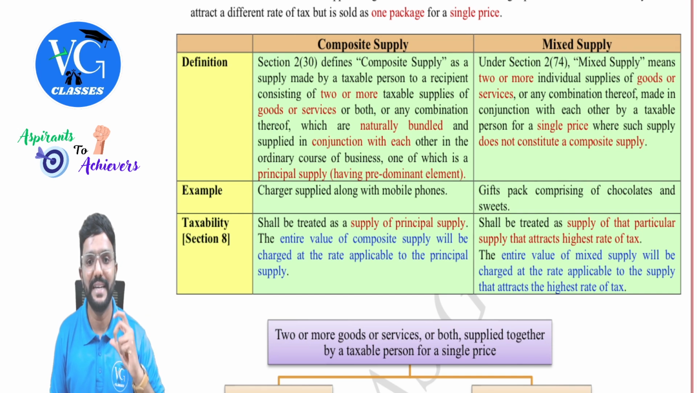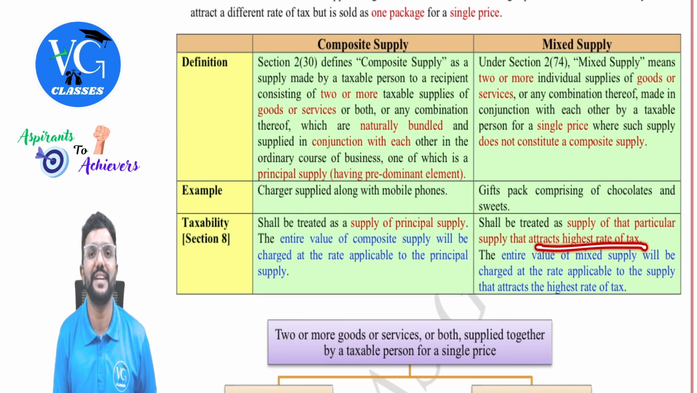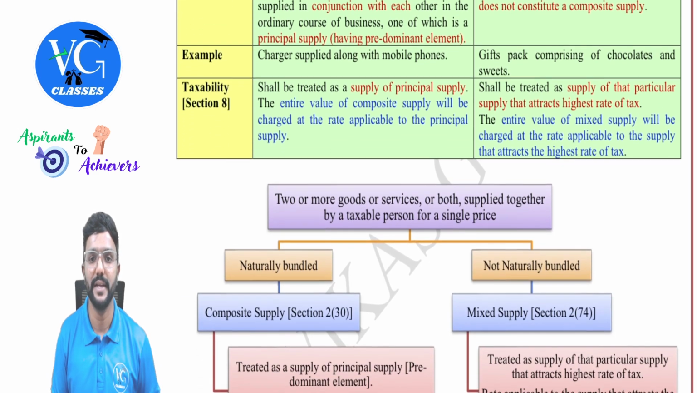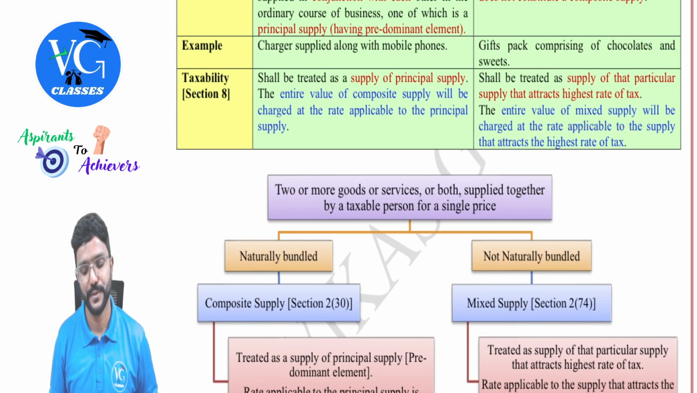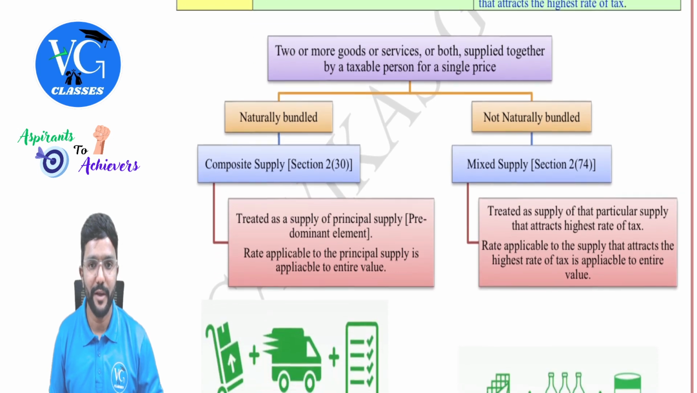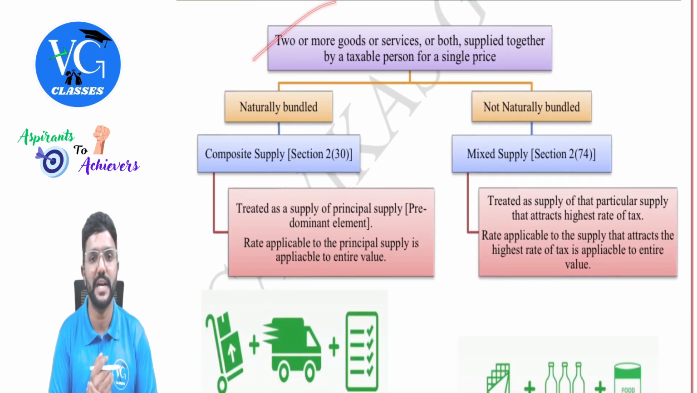Mixed supply shall be treated as a supply of that particular supply which attracts the highest rate of tax. The entire value of mixed supply will be charged at the rate applicable to the supply that attracts the highest rate of tax. So I have made one simple chart for the exam days. You can just go through this chart, guys.